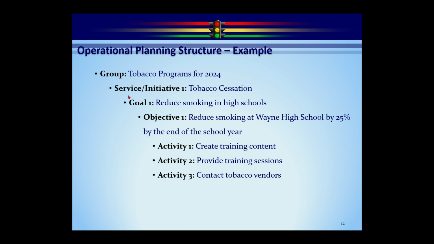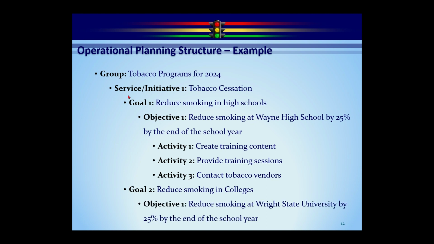Now, this plan can repeat at any level. It can be in a different group. It can be a different service or initiative under this group. It can be a different goal. So let's assume we have a goal of reduce smoking in colleges. Underneath that, we're obviously going to have a SMART objective. In this case, we're going to use Wright State University: reduce smoking at Wright State University by 25% by the end of the school year. And then underneath that, we would have similar activities to get us to that point. So that's the operational planning model. It's really pretty simple. You're just getting more and more detailed as you go down.